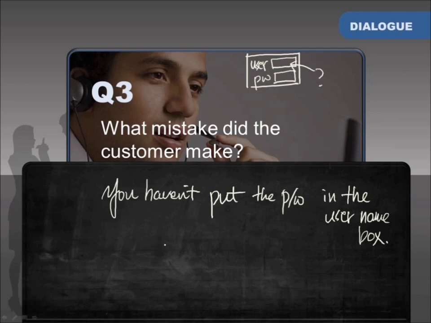So the customer says, what? Don't be... now it works. That means the customer made this mistake. He actually had put the password in the username box. What a silly mistake, right? That's it for the dialogue. And I'm sure you understood the dialogue through these 3 questions.